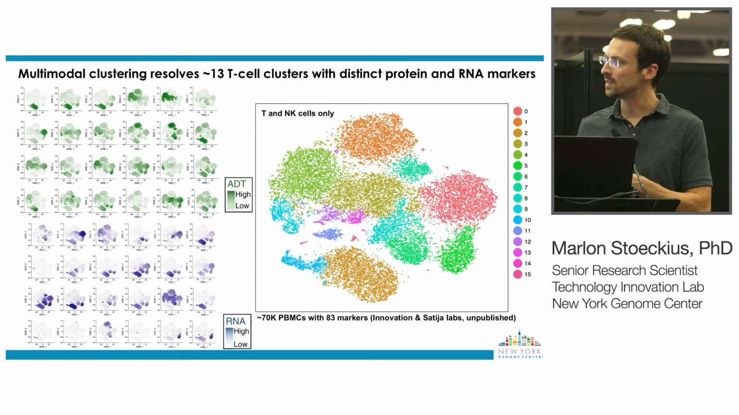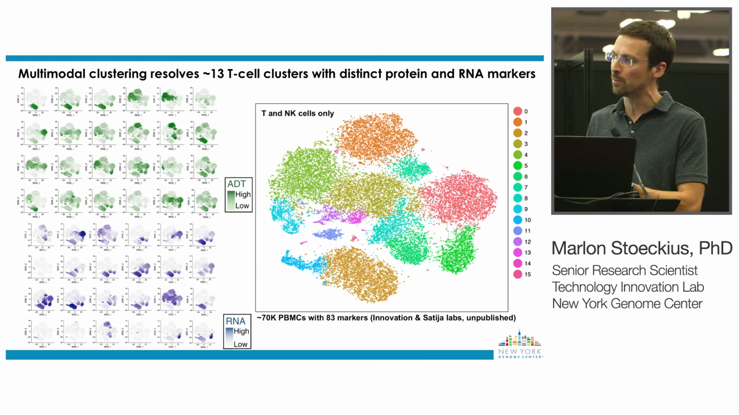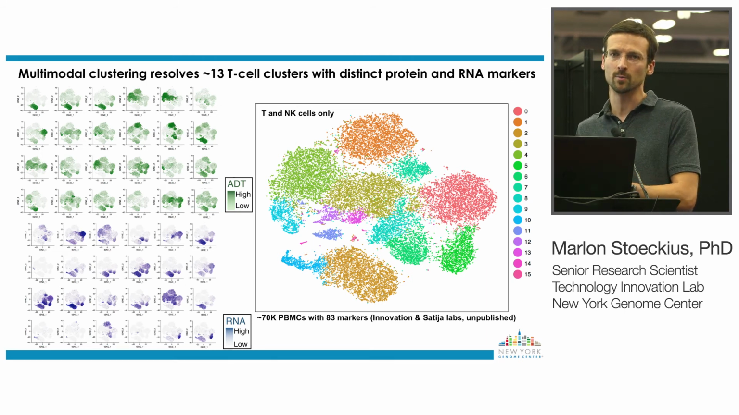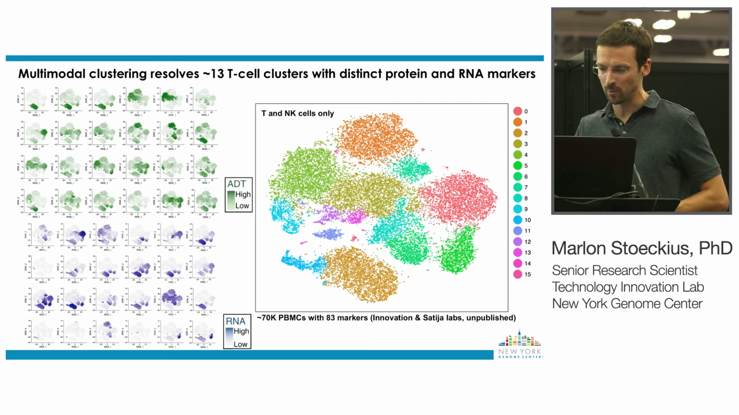But since the clustering is now driven partly by the protein and by the RNA, we also have very specific and partially novel markers for RNA. So we can actually now go back and look for novel cell surface markers for these different types of cells.